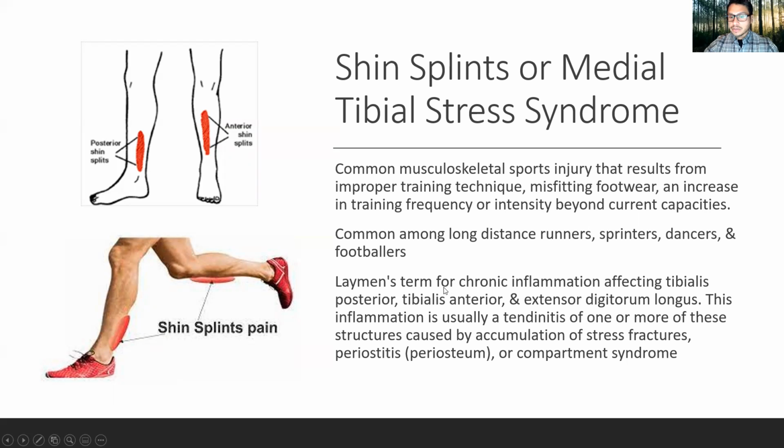In layman's terms, this is a diagnosis for chronic inflammation affecting tibialis posterior, tibialis anterior, and extensor digitorum longus. This inflammation is usually a tendinitis of one or more of these structures caused by an accumulation of either stress fractures, periostitis, which is inflammation of the periosteum, which surrounds the bones of the lower leg or bones in the body, or it could be an advanced progression of a compartment syndrome.